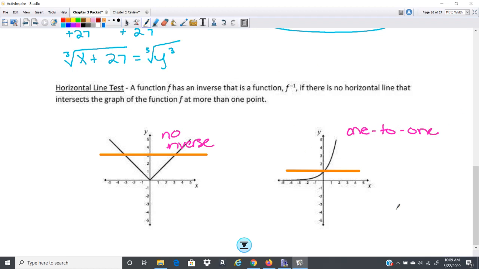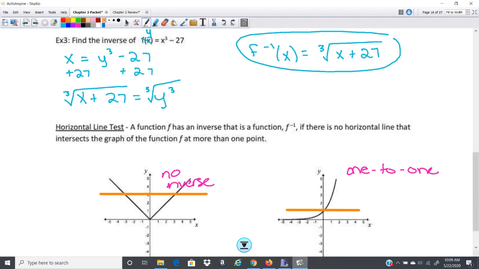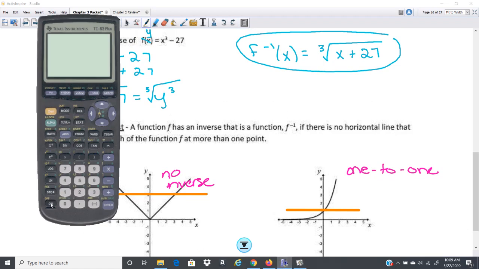Okay, so I just want to take a look at this previous problem right here. Let's take a look at the graph of that and see what that looks like. Make sure that we're okay there. So we got the cube root of x plus 27. I want to see what this graph looks like.